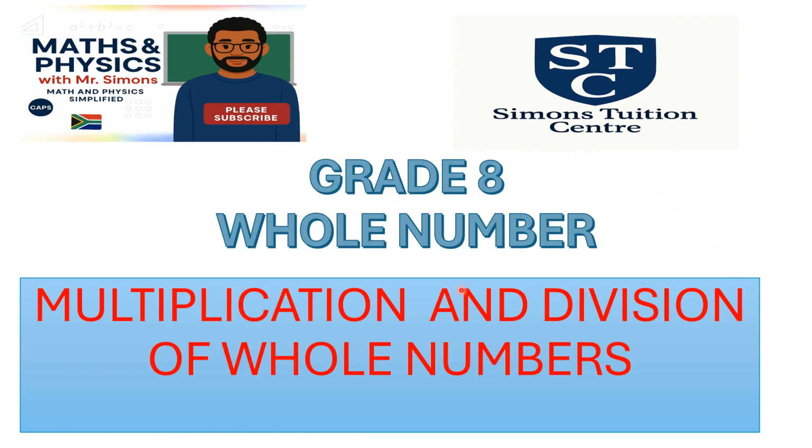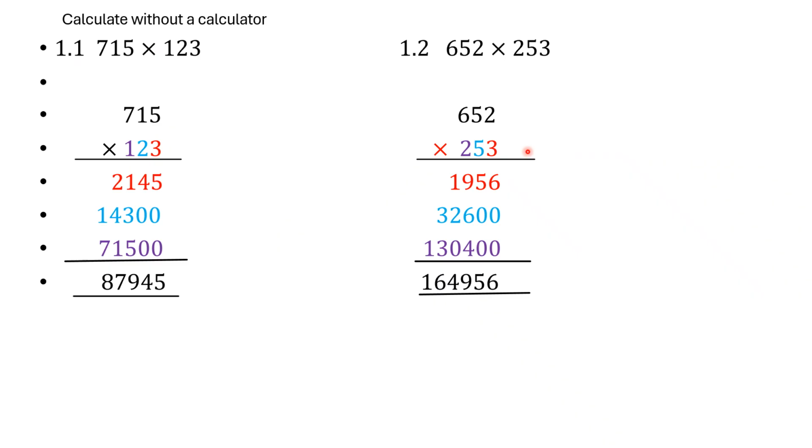Today's lesson is on whole numbers. We're looking at multiplication and division of whole numbers without a calculator, right? So, calculate without a calculator. Number 1.1, 715 times 323. Right, so we're going to put them in a column.